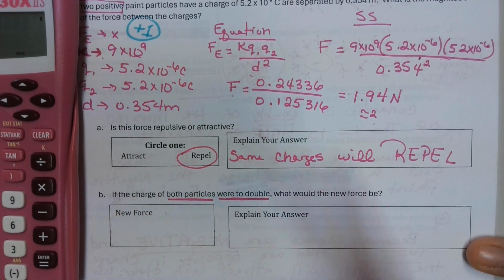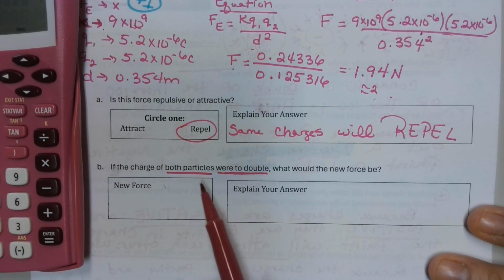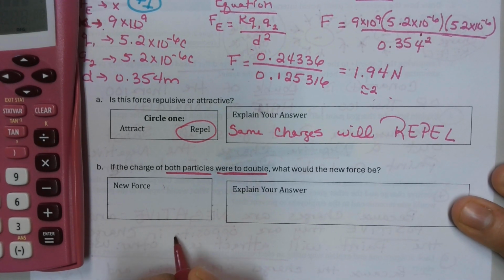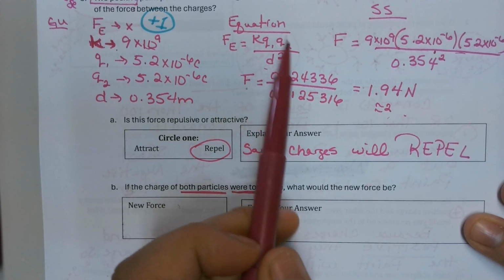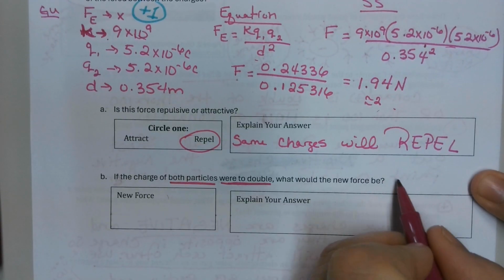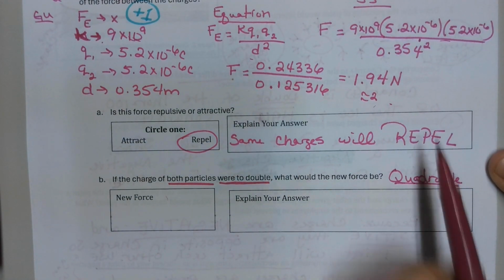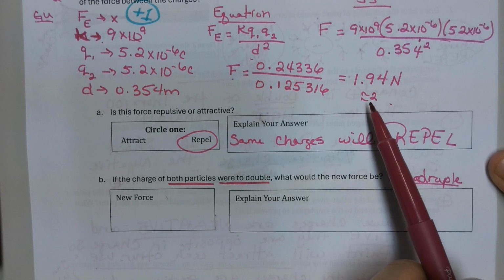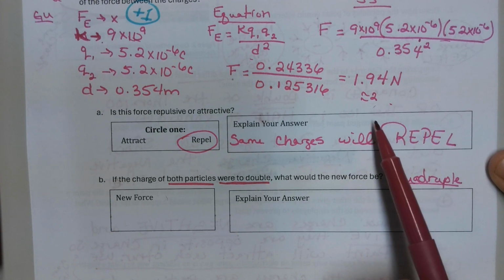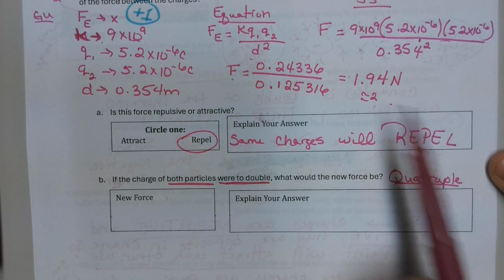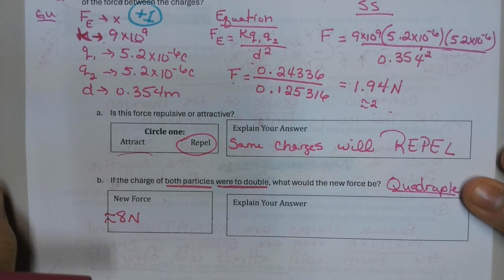If you want to be simple, you could say that this is almost 2, so this is 1.94, and the two particles are doubling. Because this Q and this Q double, so that's double and double again. In this case, they're actually quadrupling. So if they're quadrupling, what is 2 quadrupled? What's 2 doubled is 4, and then another 2 is 8. So this force would be 8 newtons, or about 8 newtons.